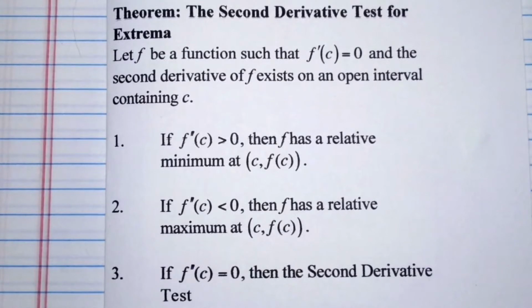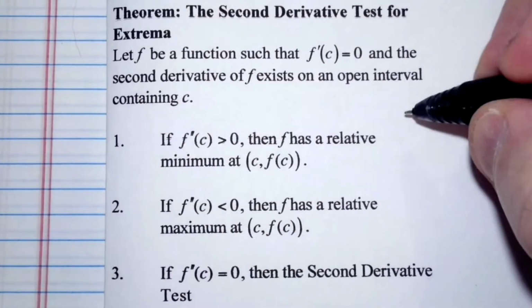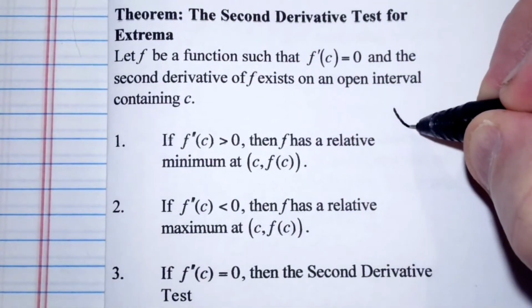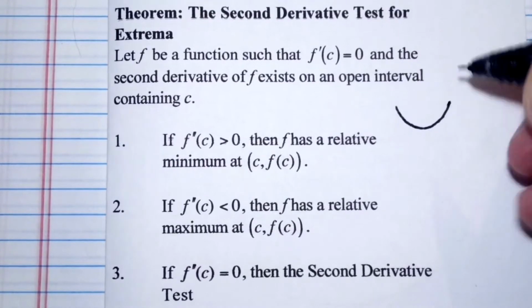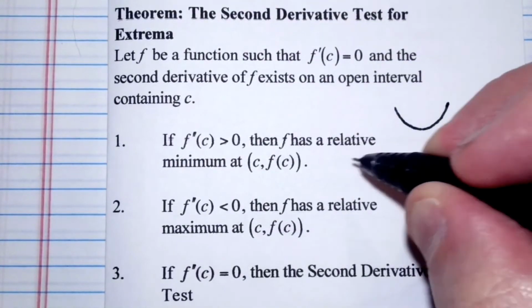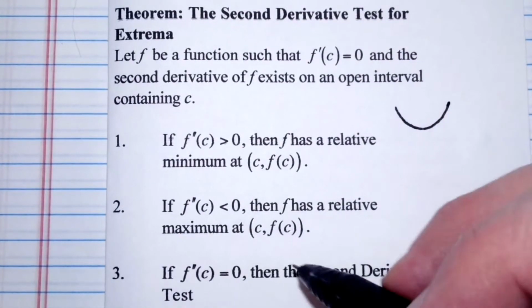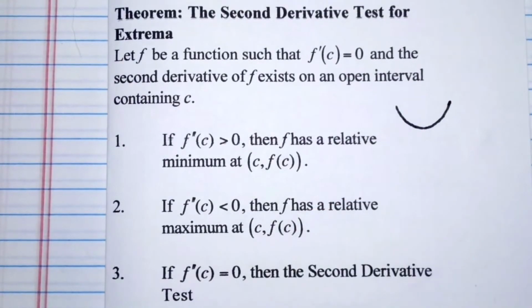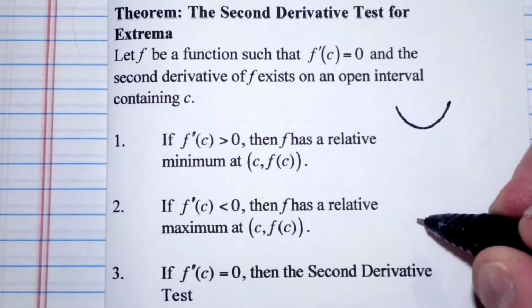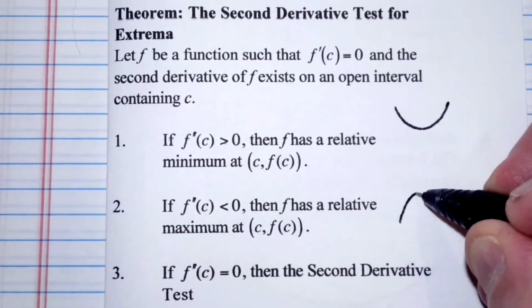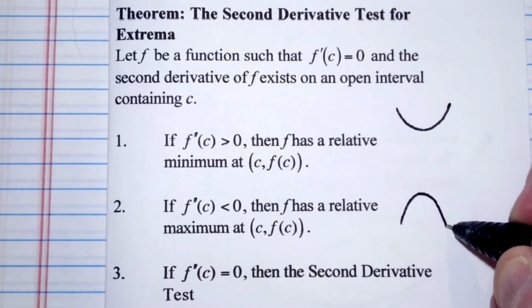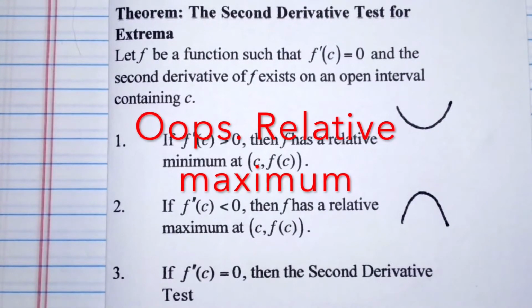If it so happens that the second derivative is positive at c, that means that the function is going to be concave up around c, and so what you've got is a relative minimum. If the second derivative is negative, that means that the function is going to be concave down around c, and we've got a relative maximum.